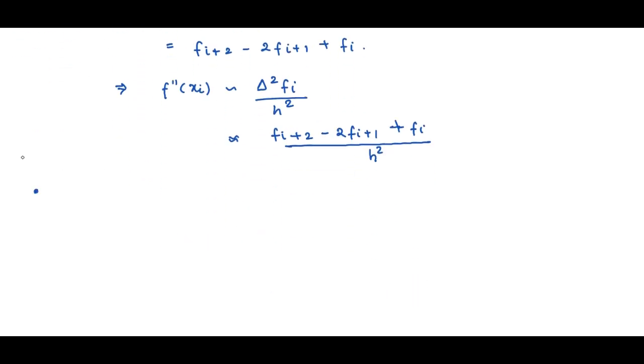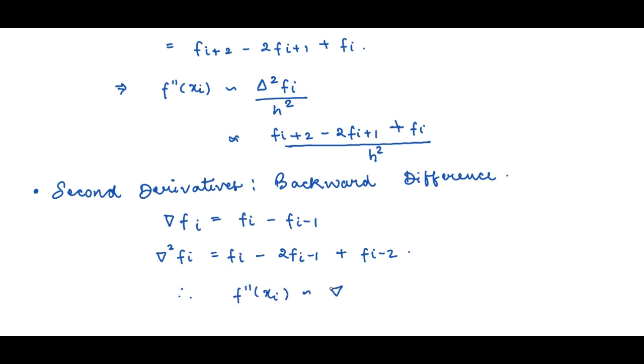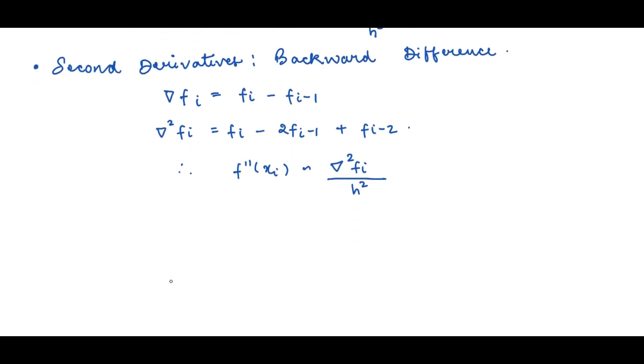Similarly, using the backward difference operator, nabla fi becomes fi minus fi minus 1. The second backward difference is nabla square fi equals fi minus twice of fi minus 1 plus fi minus 2. Therefore, f double dash xi is approximately nabla square fi divided by h square, that is, fi minus twice of fi minus 1 plus fi minus 2 divided by h square. And again, this backward formula has a truncation error of order h.